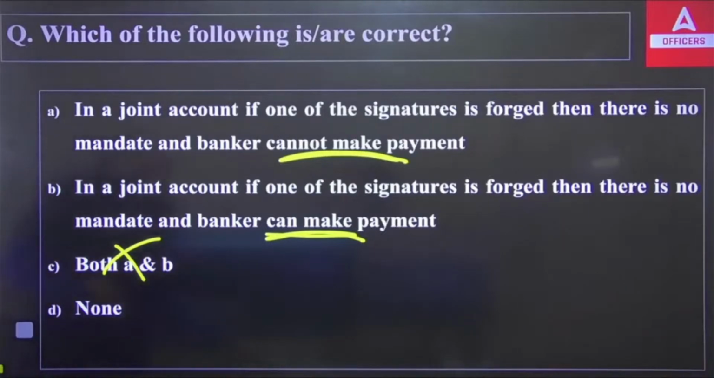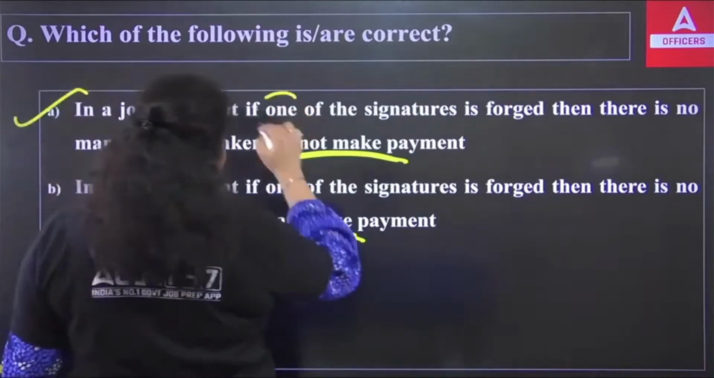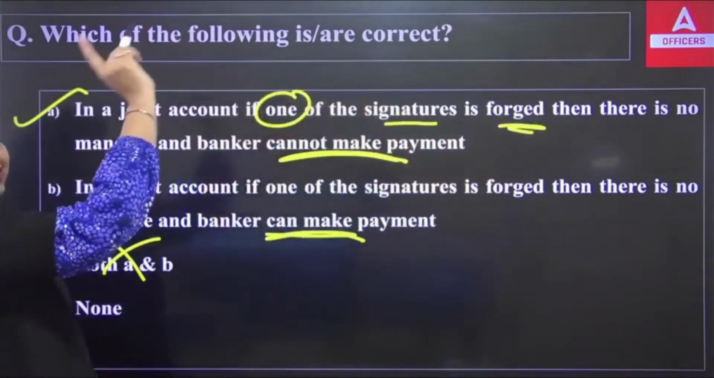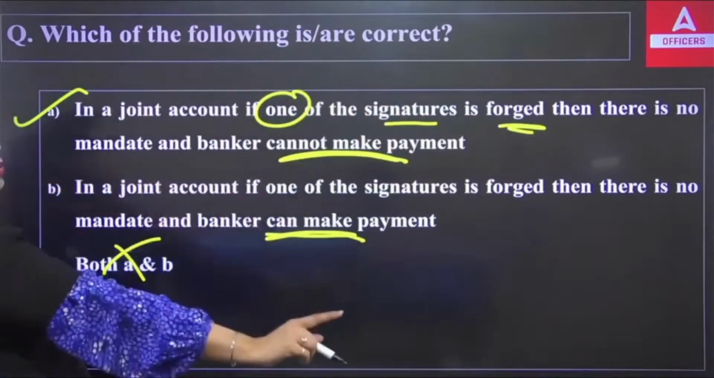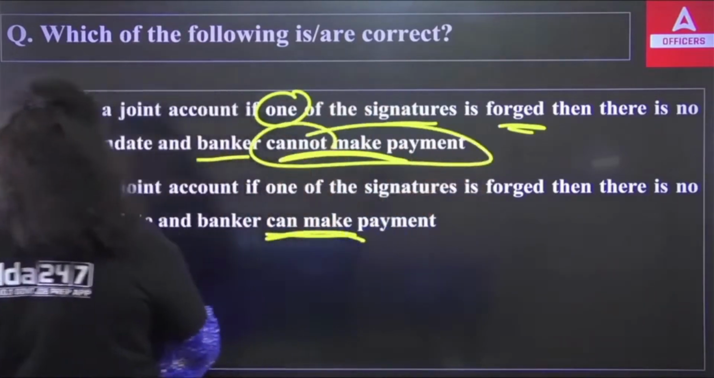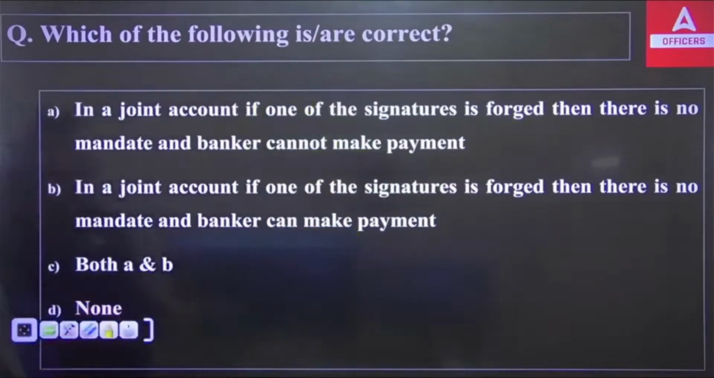Okay, so the right answer is: in a joint account, if one of the signatures is forged, then there is no mandate. It is forged and no mandate will be available, so the banker cannot make payment in such a situation. So the right answer is A.